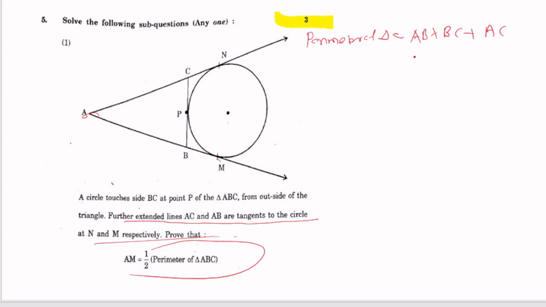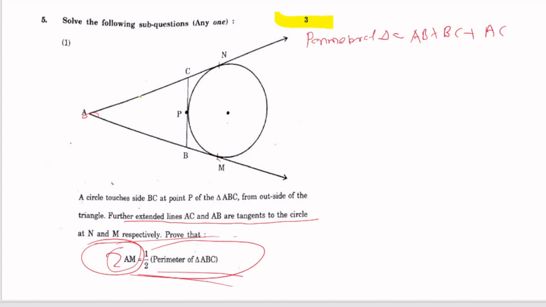Now here there are no numericals. You have to prove, right? So here what you have to prove is AM is equal to half of the perimeter. It means perimeter is equal to twice of AM. So in place of the perimeter you have to bring twice of AM. How to bring that is our responsibility.